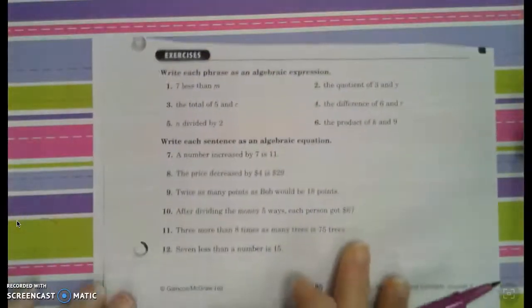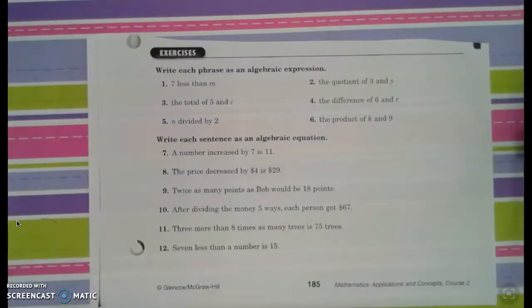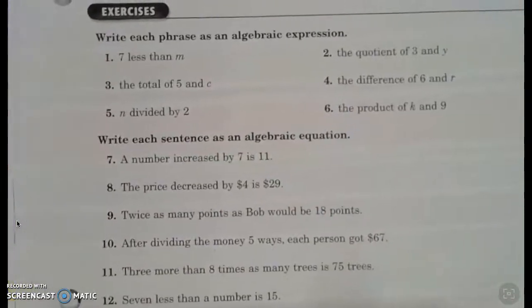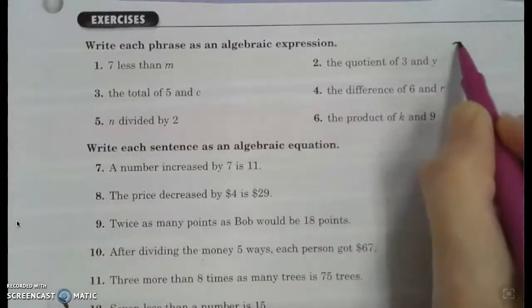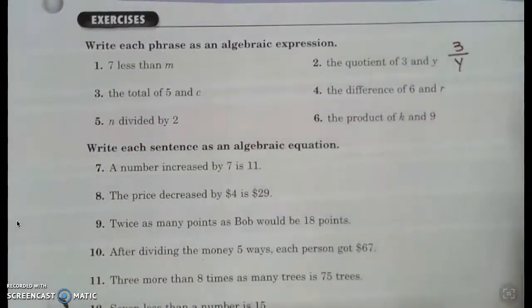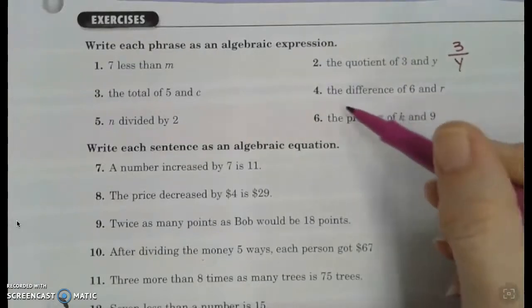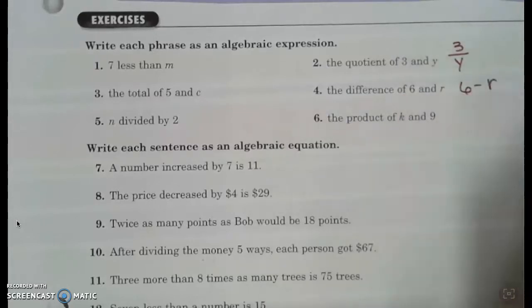On this little exercise that I have, the first one has the word than in it, but we're not going to do it first. We're going to come back to it. So remember, quotient means divide. It says the quotient of 3 and y. So that just means 3 divided by y. Difference is subtract. It says the difference of 6 and r. So that just means 6 minus r.